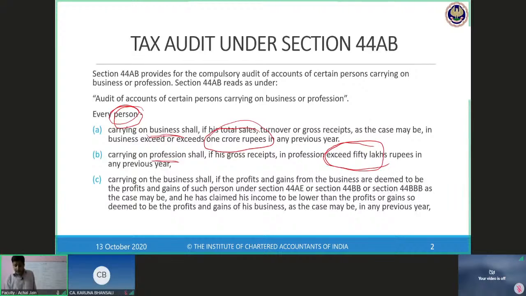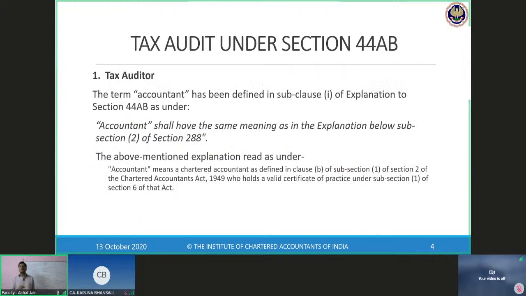Then the third aspect is about consideration of presumptive taxation. Presumptive taxation means certain taxation requirements wherein income is considered on the basis of those presumptive taxation norms. In relation to those norms, tax audit becomes applicable provided the threshold in terms of the profits which are shown is not crossing a particular limit, which is again prescribed in the Income Tax Act. So broadly we can say these are the three criteria on the basis of which tax audit will become applicable.